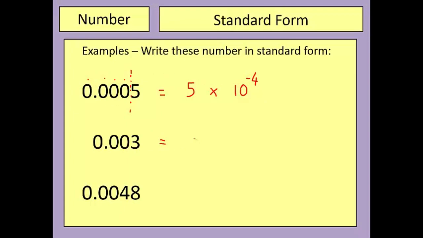So the same logic with the next one. It's going to be 3 times 10, and then we check before the 3. We've got 1, 2, 3 digits, so it's 3 times 10 to the negative 3. And in this one, well, we can't have 48, so we're going to have 4.8 because our number must be between 1 and 10. And then we count how many digits come before the 4, not after it. We've got 1, 2, 3, so it's 4.8 times 10 to the negative 3.